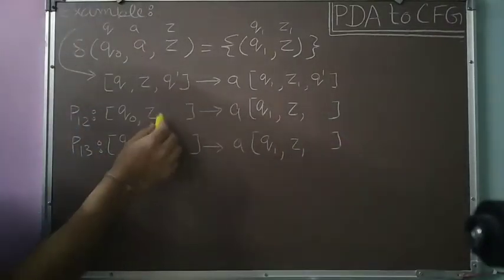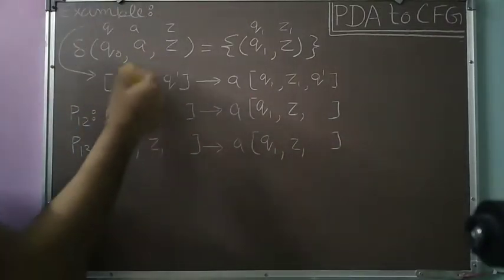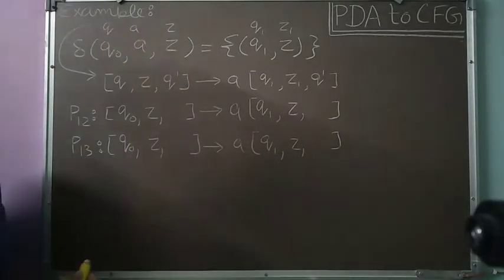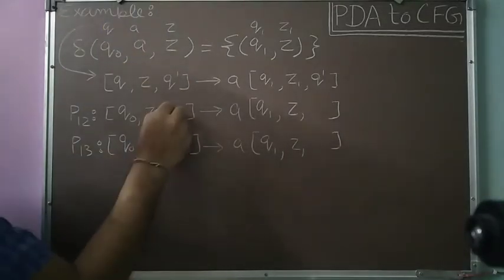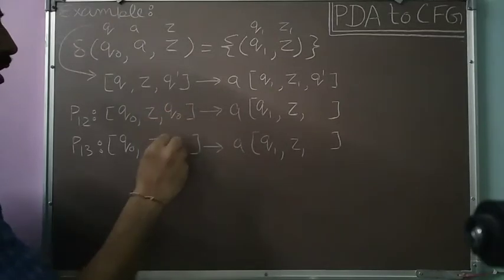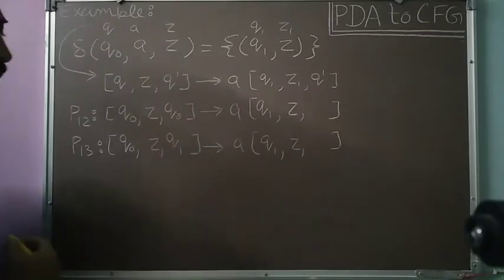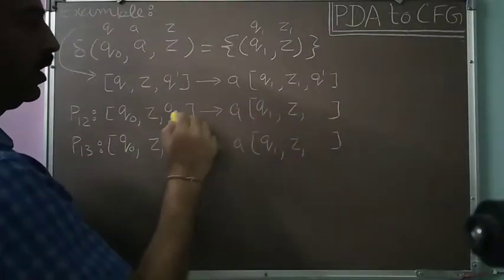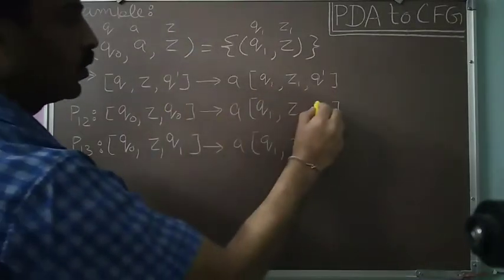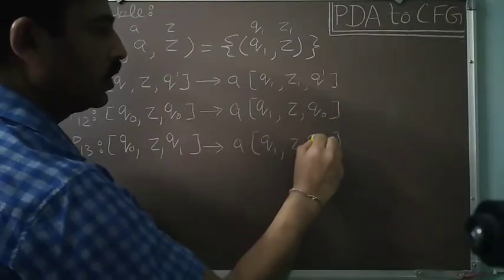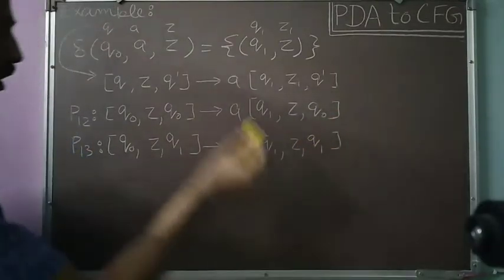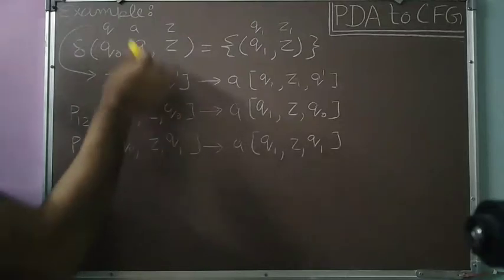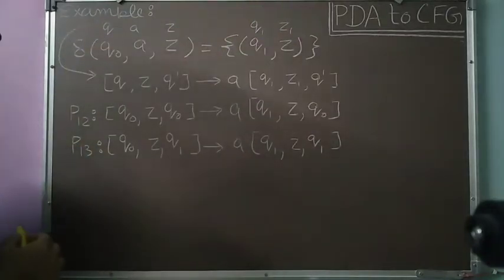Now we only have to put the value of Q'. The value of Q' may be either Q0 or Q1. Once it is Q0, and in the next it is Q1. The same value which has come here will also come here because it is also Q', so we write the same values Q0 and Q1. In this manner we find the 2 productions induced by this particular transition, that is P12 and P13.